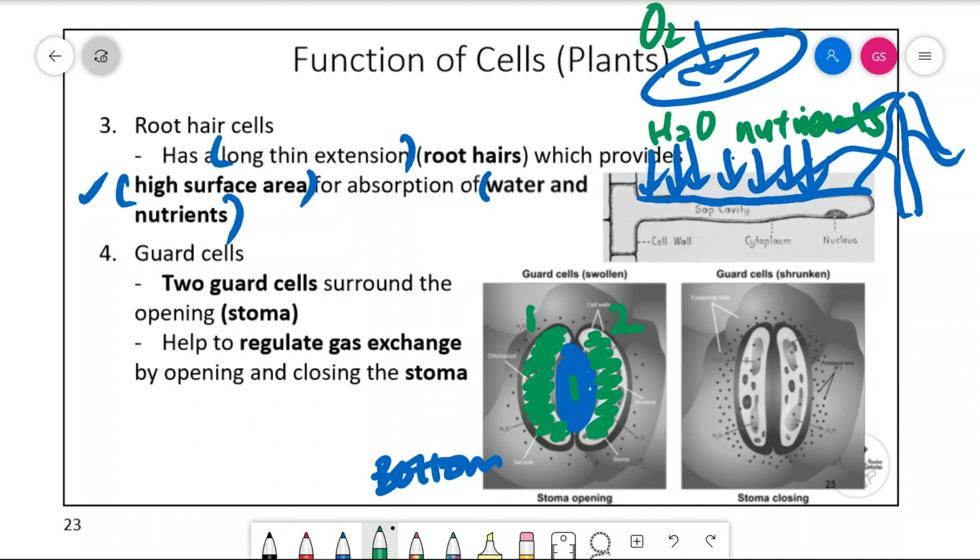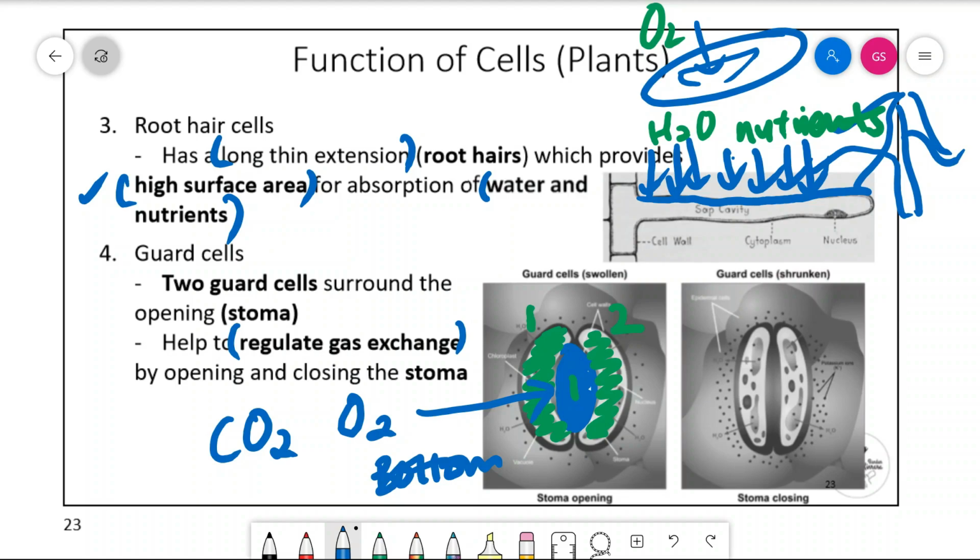To regulate the gas exchange. Why? Because where does the carbon dioxide go in? Where does the oxygen come out? It will go through the stomata. Okay? So when it opens, you will be able to exchange the gas. Carbon dioxide goes in, oxygen comes out, oxygen goes in, carbon dioxide comes out.